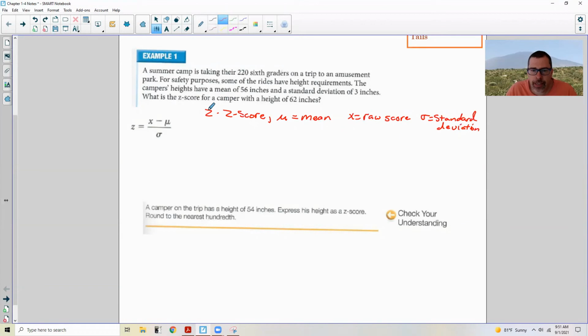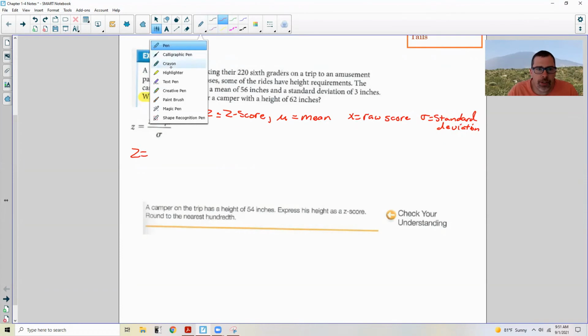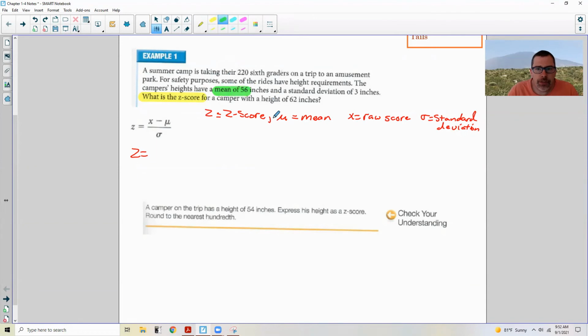All right, so this problem isn't really that difficult once we know what all these letters represent. Z is Z score, mu is mean, X is the raw score, and sigma is the standard deviation. So now all we have to do is substitute in our givens. The question is asking, what is the Z score? So we want to find Z. Let me just highlight everything. A mean of 56, standard deviation of 3. Asking for the z-score. The summer camp is taking their 220 sixth graders. Okay. So there is all the data pointed out to us. And oops, one thing I forgot. A camper of a height of 62 inches, that would be our raw score.